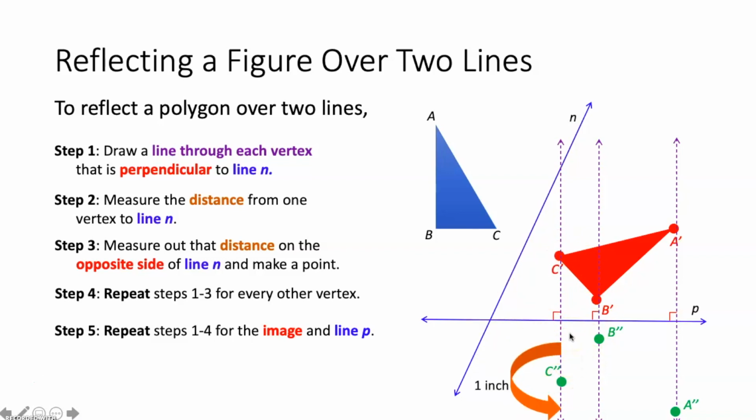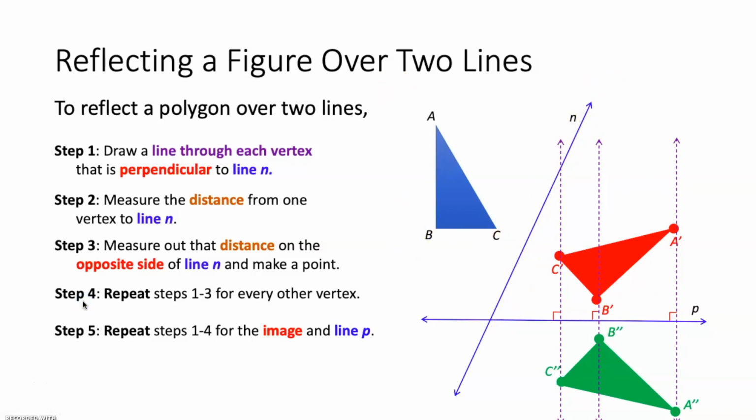I then connect these dots and I end up getting triangle A double prime, B double prime, C double prime, which is the image of triangle A prime, B prime, C prime after it's been reflected in the line P or over the line P, which is the image of triangle ABC after it's been reflected in the line N or over line N.